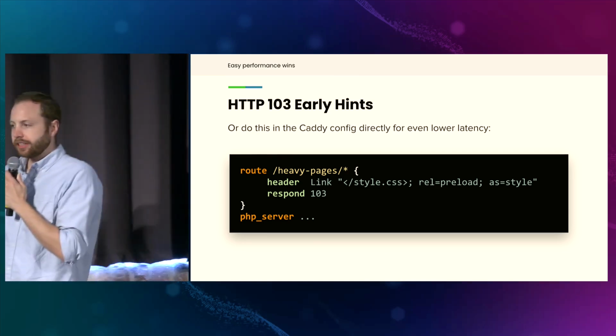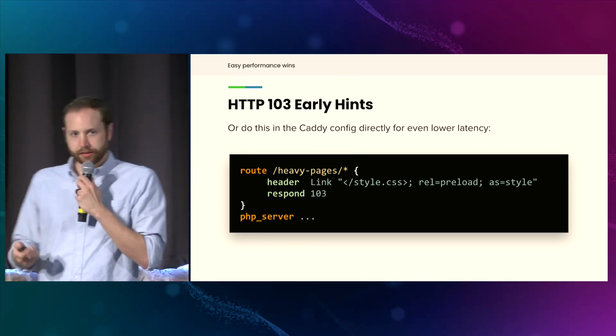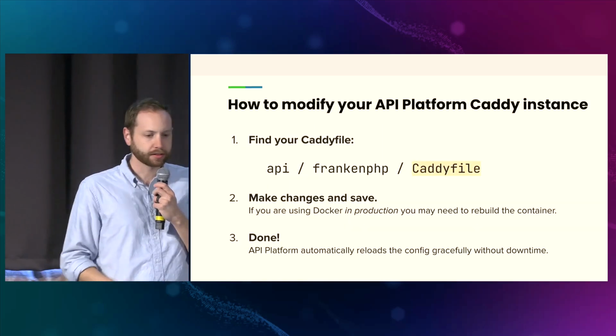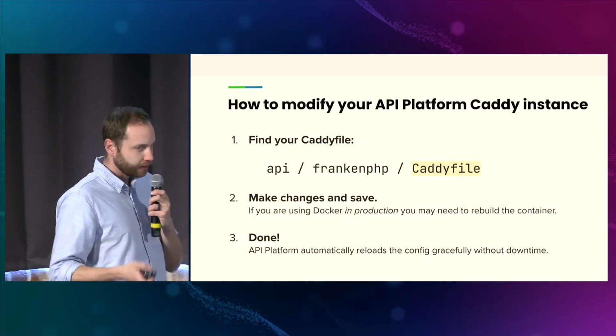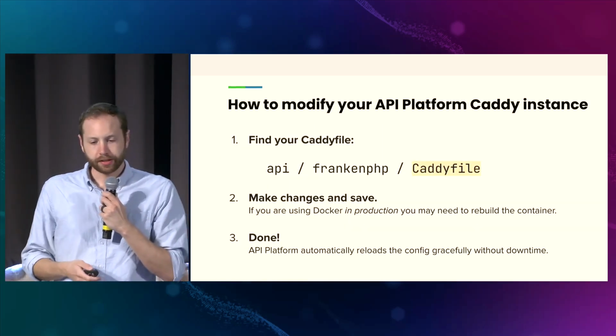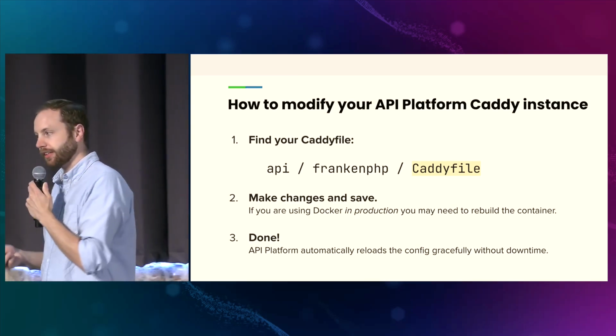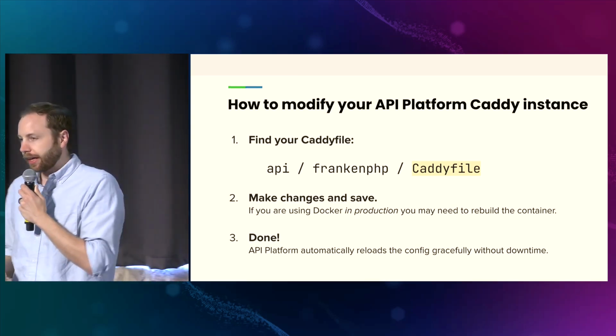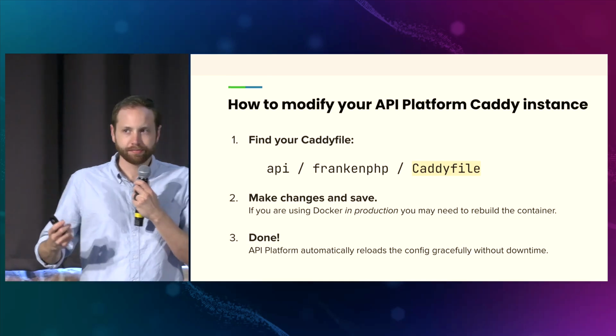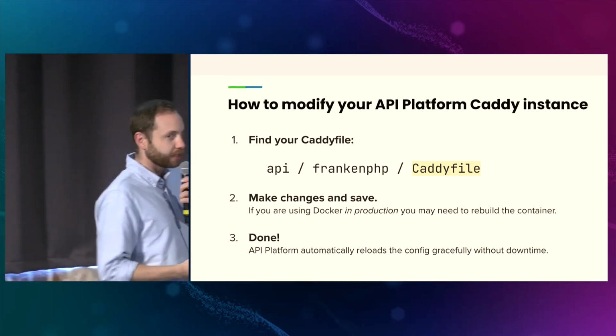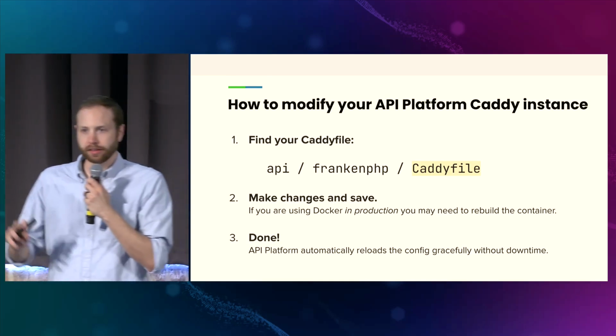Now, of course, if you're going to do this, you need to know where to put this and where that belongs. So in the API platform repository, you just find your Caddy file, which is at this location, and you make the changes, and you save it, and that's it. FrankenPHP will see the changes and automatically reload.